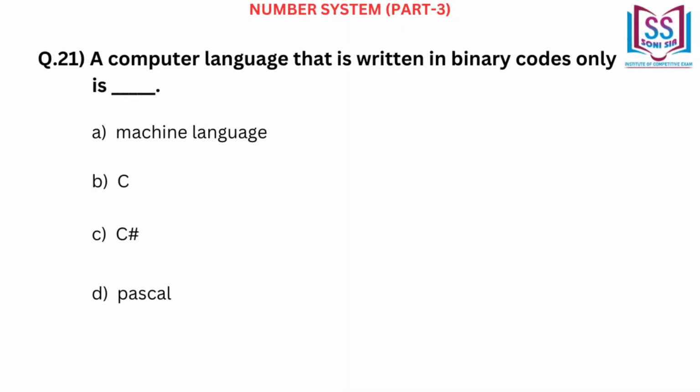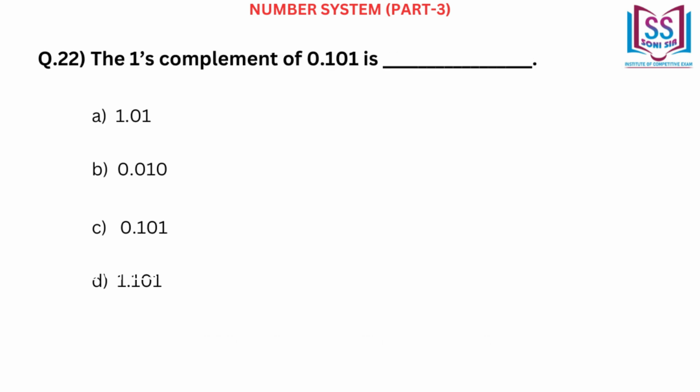A computer language that is written in binary codes only is dash. A machine language, B C, C C hash, D Pascal. Correct answer A machine language. The ones complement of 0.101 is dash. A 1.01, B 0.010, C 0.101, D 1.101. Correct answer A 1.01.